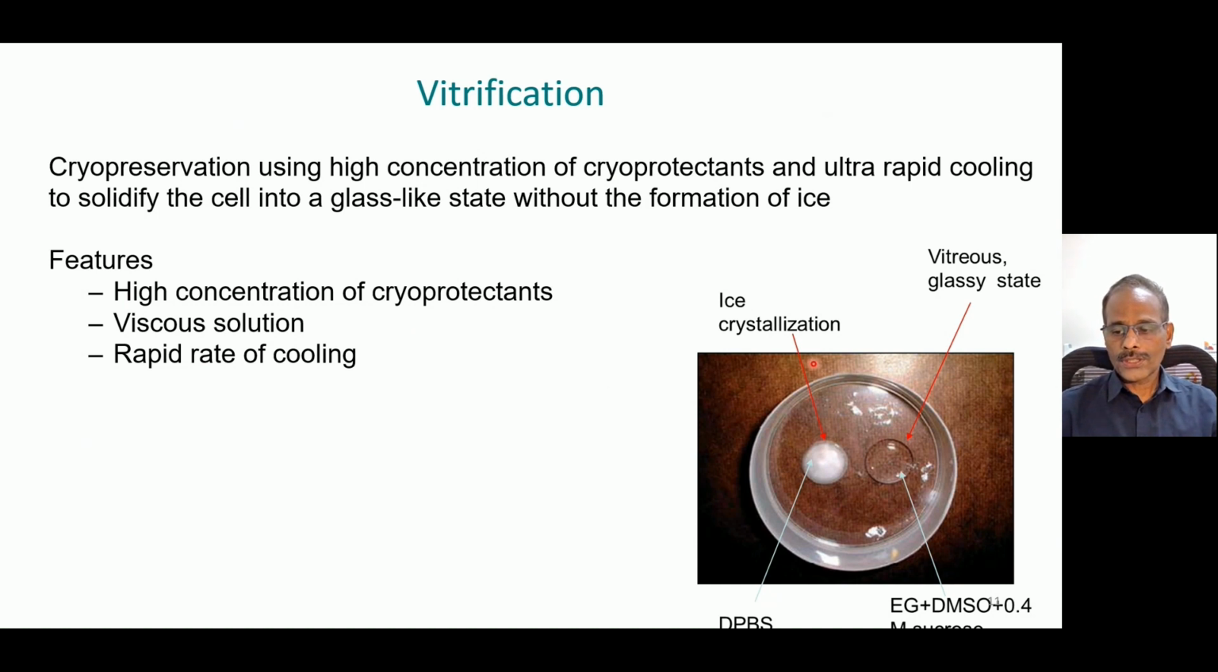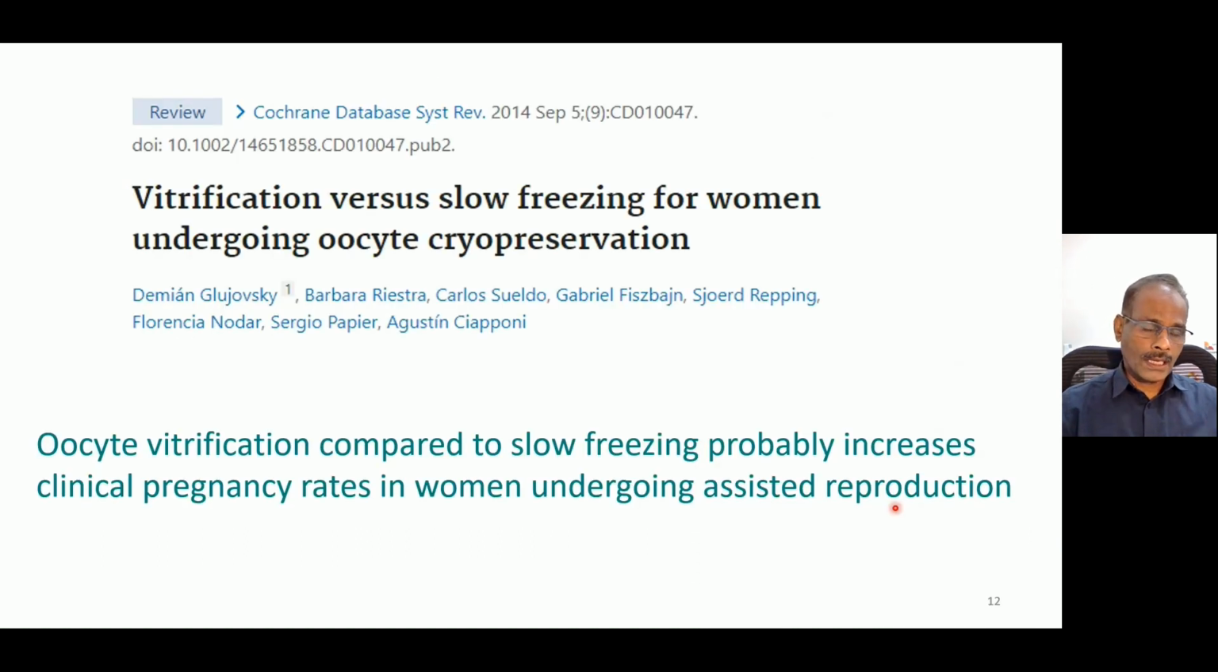As you see in this picture, when the cryoprotectants, ethylene glycol and DMSO, are brought down to sub-zero temperature, they form a glass-like structure, unlike DPBS, where you can see ice crystals. So the high concentration of cryoprotectant, the viscous solution, and the rapid rate of cooling will protect the oocytes from the deleterious effect of cryopreservation.